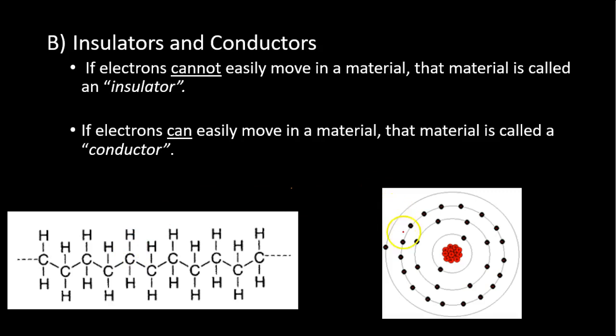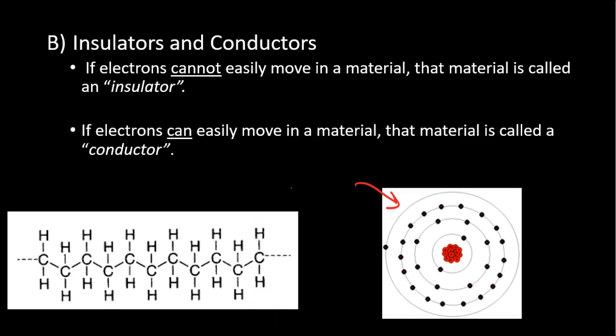Metals, for example, have electrons that are really far away from the nucleus. They don't have as many strong bonds connecting them. If electrons can easily move in a material, like in metals, this right here is a representation of copper, it's known as a conductor. Now, just because something is an insulator does not mean it's incapable of getting a charge or having electrons move through. It's just more difficult.